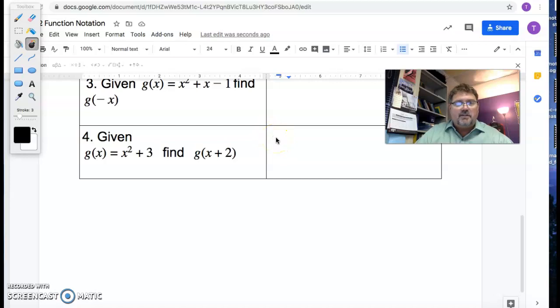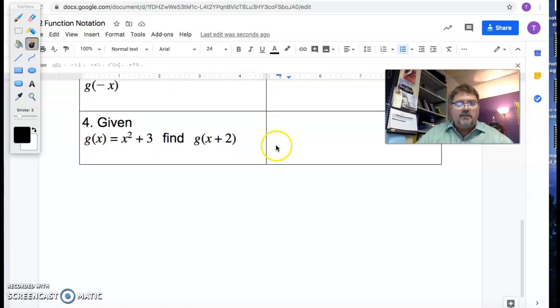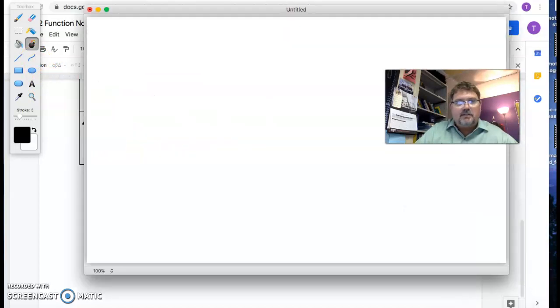So let's do this one. This time we're told to find g of x plus 2. What's going to happen here, we're going to take this x plus 2 and substitute it in for x. Now there's only one x in this one. It doesn't have a constant or a linear term like 3x or anything like that, so this one won't be too bad. There's only one thing you can really mess up with this, so let's do this one again on the scratch pad.